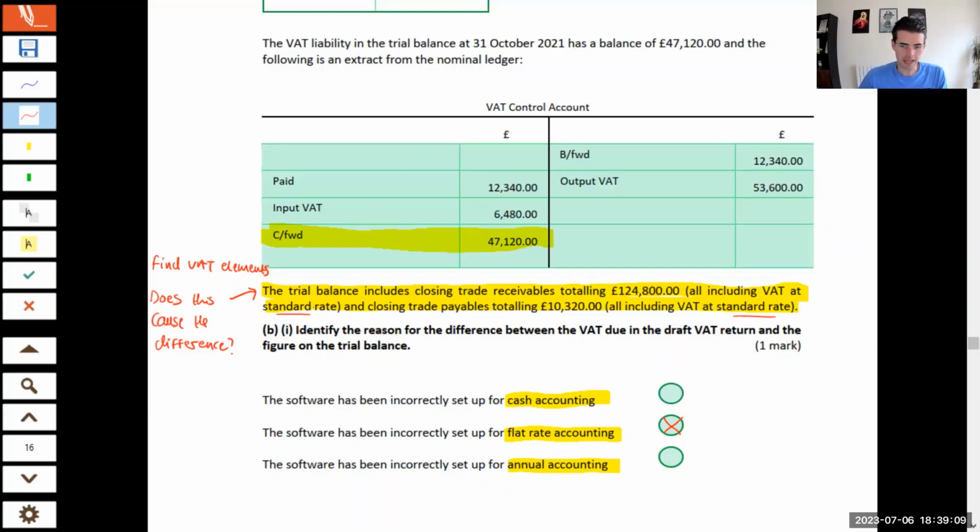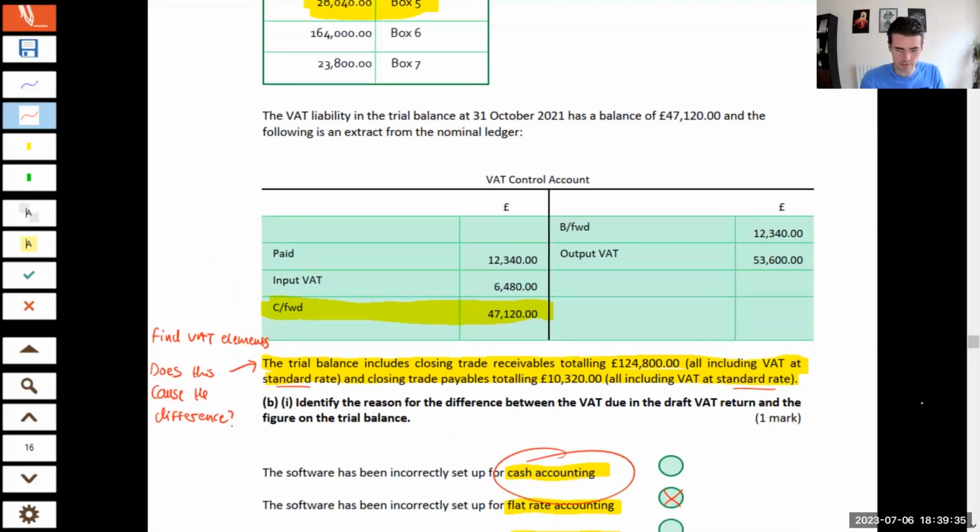So with that, I'm left with cash and annual. Now, again, annual doesn't really fit the bill here, does it? Annual is more to do with when we pay, as opposed to the method used. And you can actually use cash accounting or flat rate, not both, one or the other, under the annual scheme as well. This one's looking almightily interesting to me. So let's have a look at this.